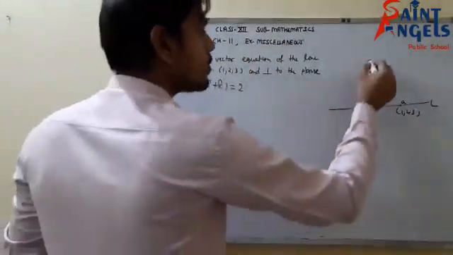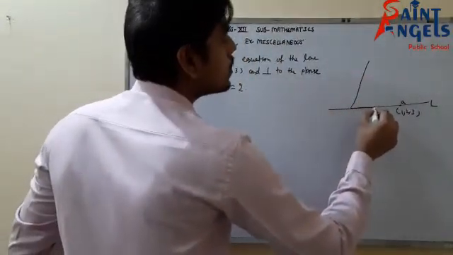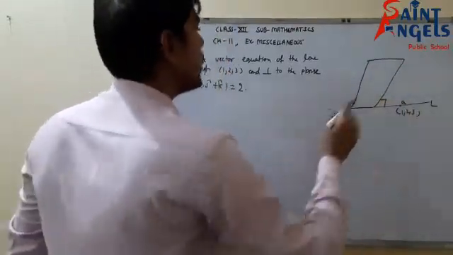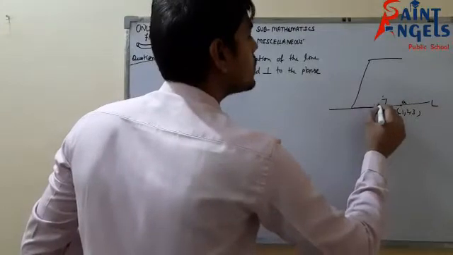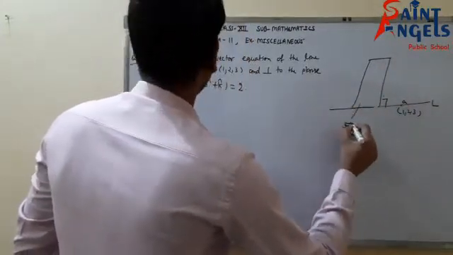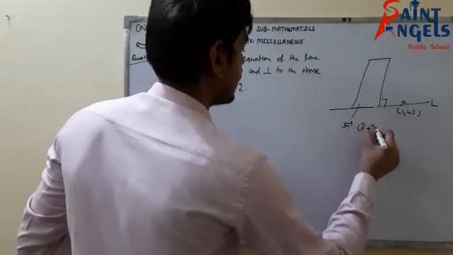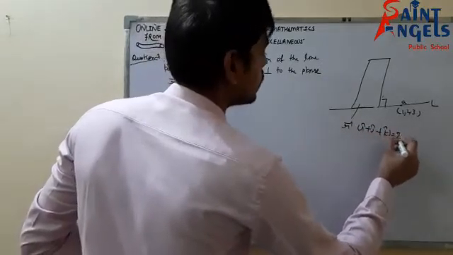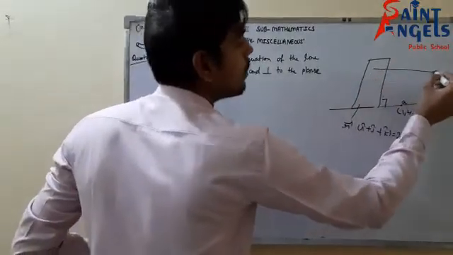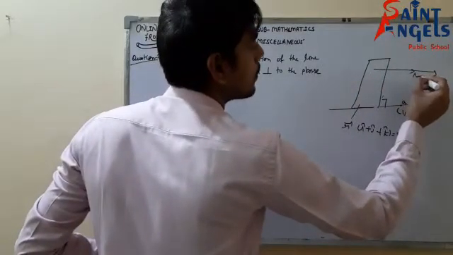Now this line is perpendicular to a plane, and the plane is r vector dot (i cap + j cap + k cap) = 2. So this is the plane. The normal to the plane would be perpendicular to it. This is the normal to the plane.